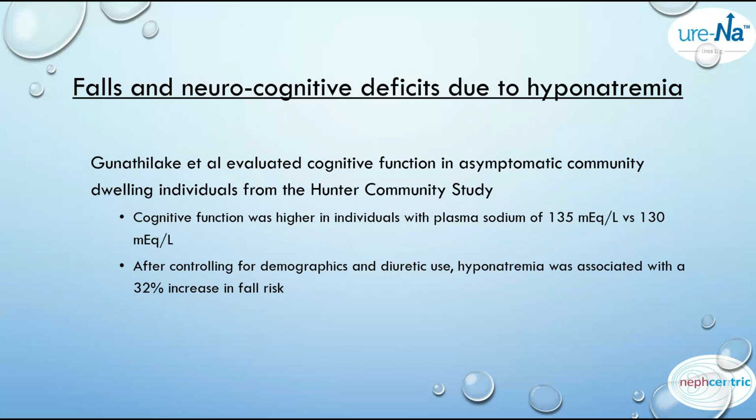The next slide, another study by Gunathilake, who evaluated cognitive function in asymptomatic community-dwelling individuals in what is called the Hunter Community Study. They found that the cognitive function was higher in individuals with a plasma sodium of 135 mEq per liter compared to those with 130 mEq per liter. After controlling for demographic and diuretic use, hyponatremia was associated with a 32% increase in the fall risk.